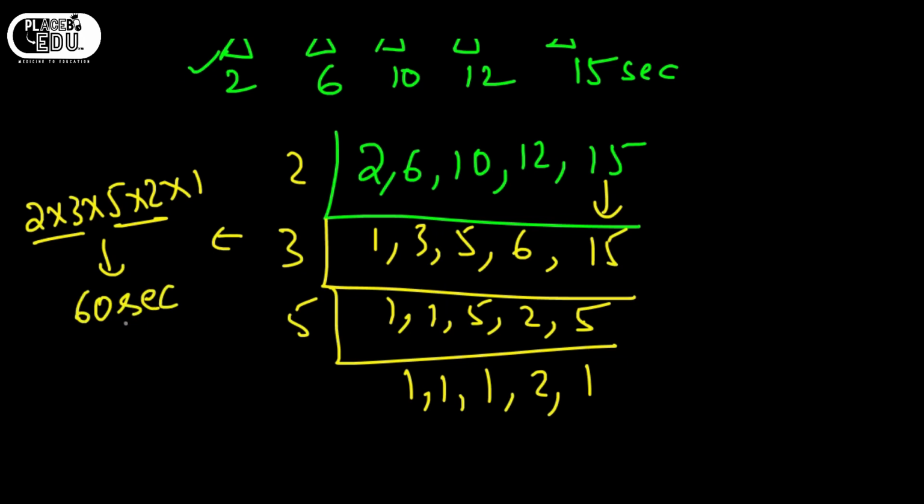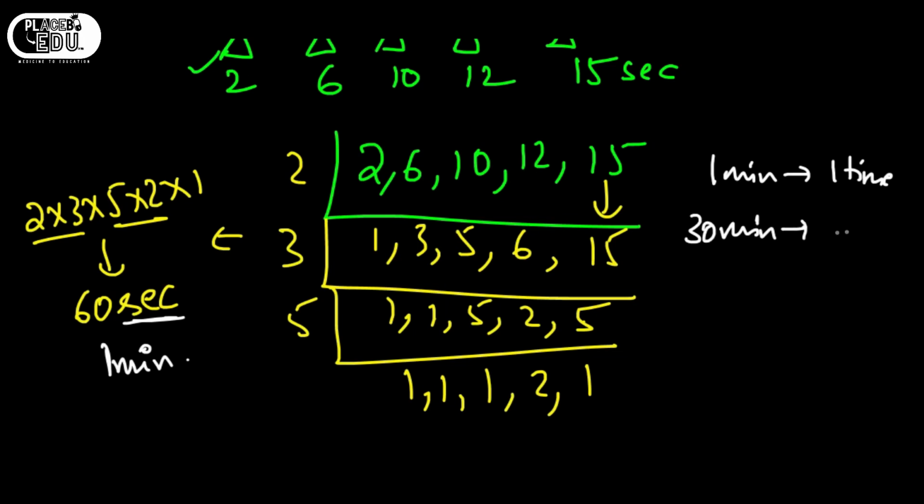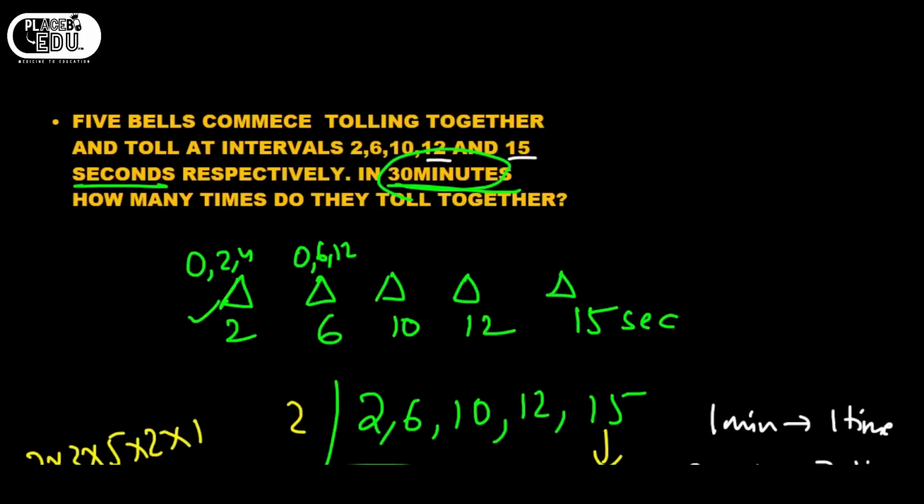That is the very important thing: the seconds. So all the bells will ring together at 1 minute, one time. So in 30 minutes, they all ring together 30 times. So how many times do they toll together in 30 minutes? Our answer is 30 times.